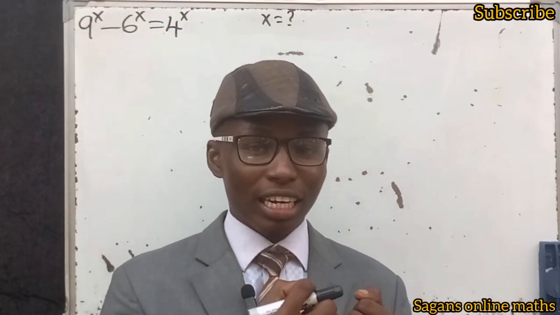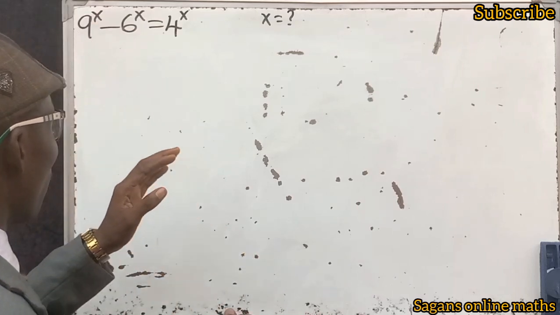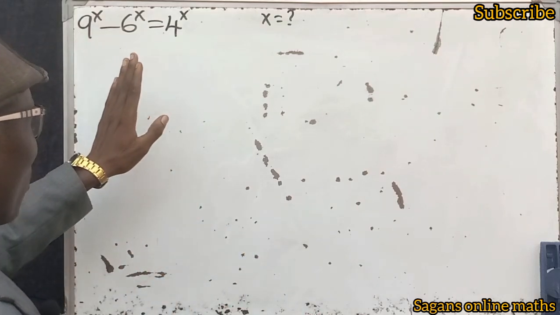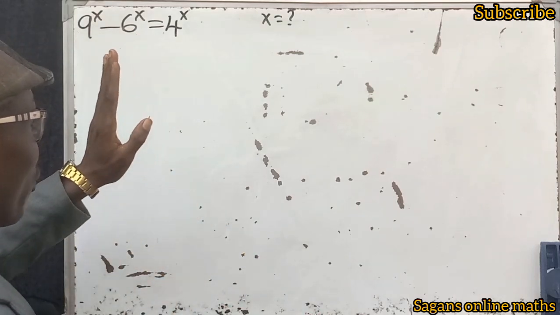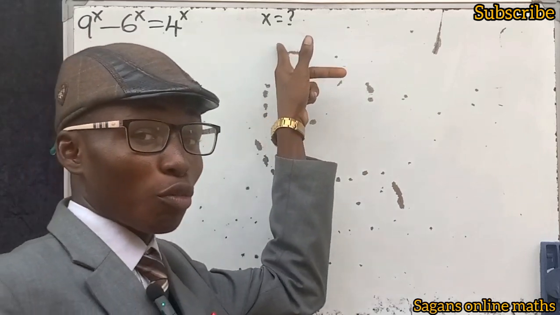Let's solve this question together. Now look at what we are given. We are given that 9 to the power of x minus 6 to the power of x equals 4 to the power of x. We are asked to look for the value of x.